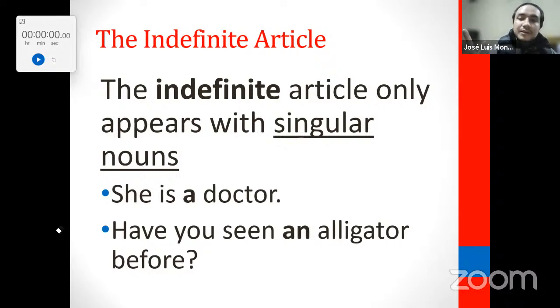So you have a crocodile, then you have an alligator. Alligators are also big, Karen. So it's not going to be exactly lagarto because that's going to be like a lizard sometimes. So alligator is just like a crocodile. I think the only difference is the shape of the body. But both are big and both are dangerous, right? In this case, we're just seeing that word because it starts with a vowel, so it means that we need an. Have you seen an alligator before? Yes or no, right? That's it.